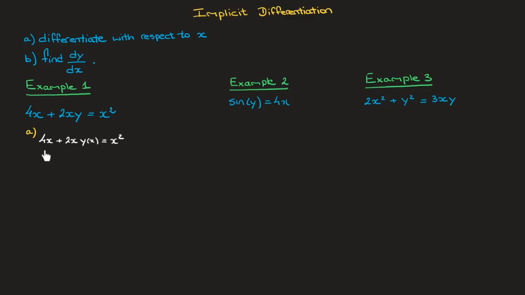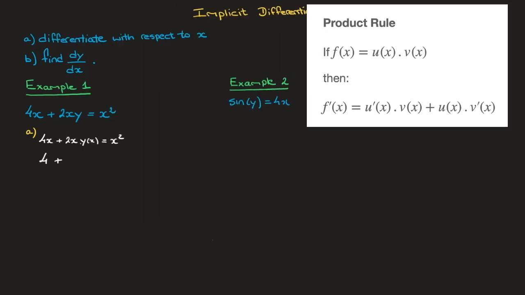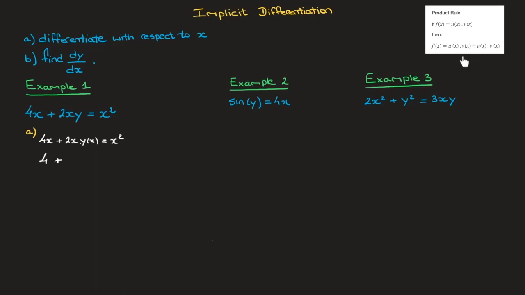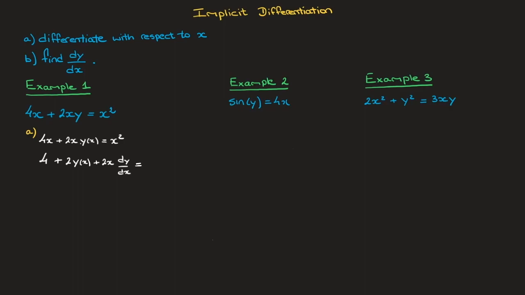So, differentiating the first term 4x, we get 4, and we add to that the derivative of 2x times y of x. Now, what we're dealing with here is a product of two functions. We therefore have to use the product rule. And you can see the formula for the product rule in the upper right-hand corner of the screen here. And if I treat 2x as u and y of x as v, then this becomes 2 times y of x plus 2x times the derivative of y of x, which would just be dy dx. And that's equal to the derivative of x squared, which is 2x.